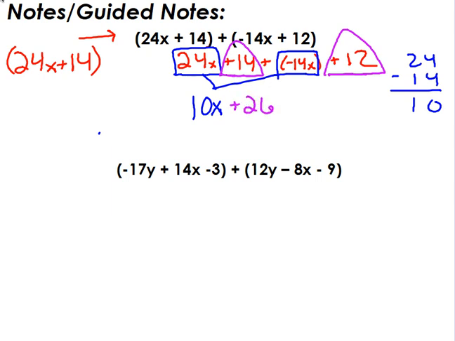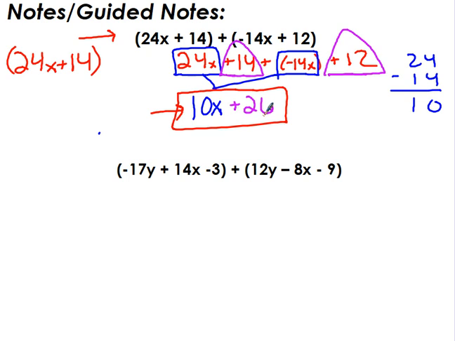I am done. I have simplified this expression fully. There's nothing else I can do. I combined my like terms, and I have 24x and negative 14x makes 10x. 14 and 12 makes positive 26. There's nothing else to do. That is my final answer. That is a simplified expression. And I did that by combining like terms. I don't know what x is, so I can't go any further. I cannot combine those to make 36x because there's no x attached to this 26 right here.